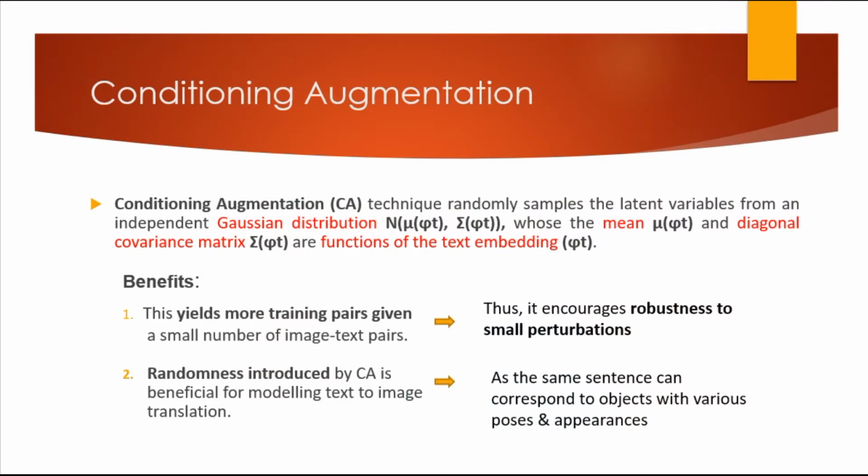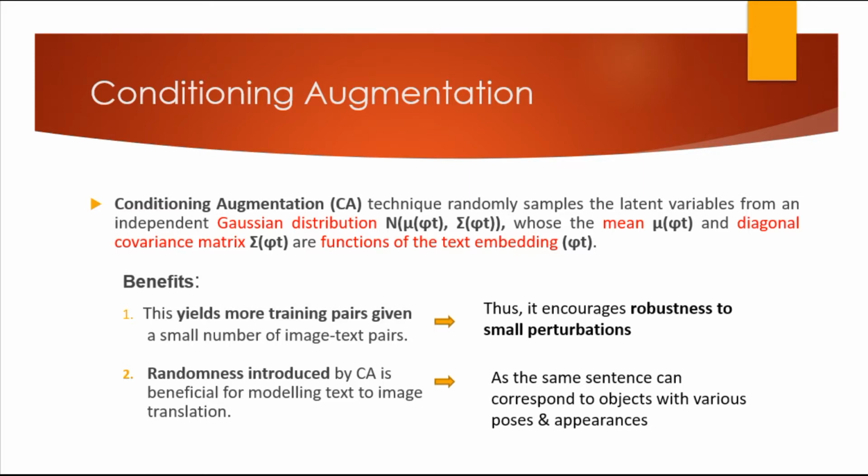This is where the conditioning augmentation technique comes in. So what does conditioning augmentation do? Well, the conditioning augmentation technique randomly samples the latent variables from an independent Gaussian distribution. Now the mean and diagonal covariance matrices of this distribution are a function of text embeddings. Now remember, text embeddings are the encoded version of our text description input.